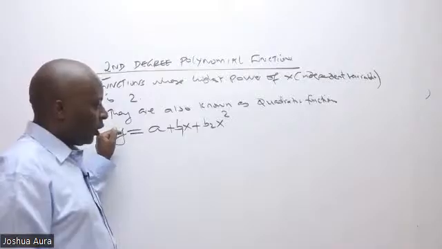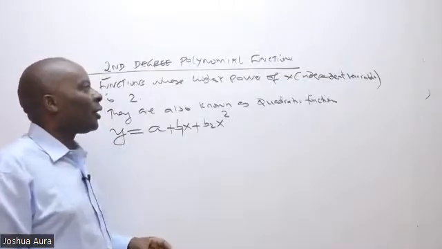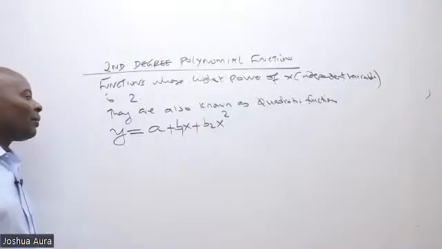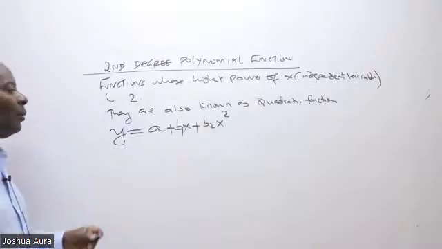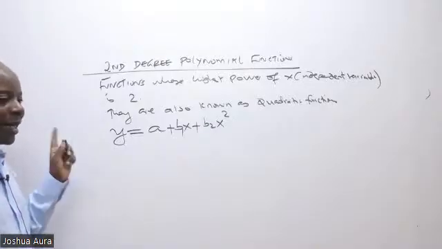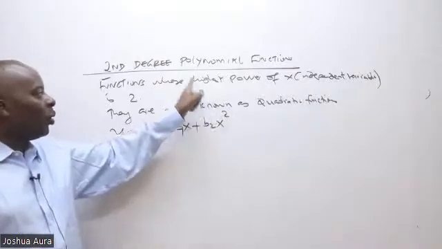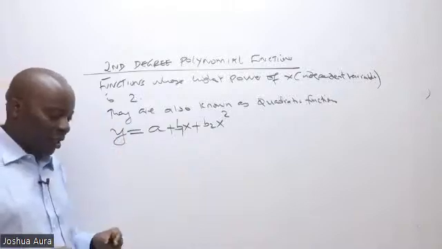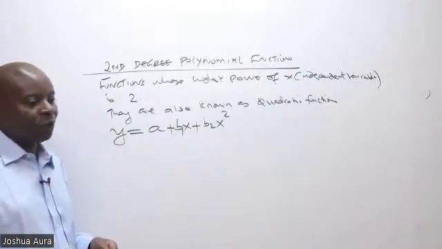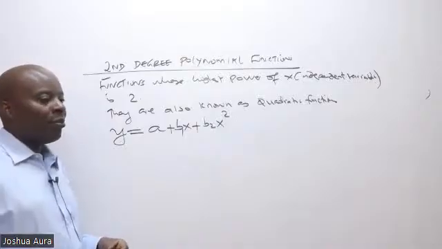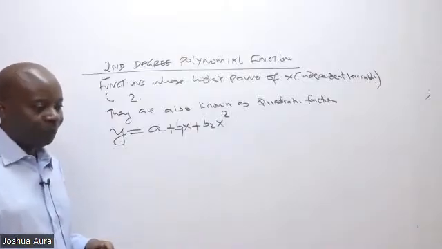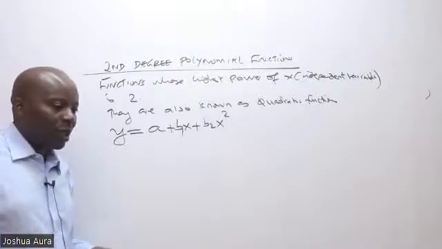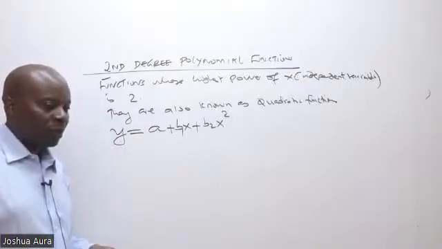All right. So if you're given this kind of a function, ladies and gentlemen, then automatically you should be able to know that this is a second degree polynomial function. Poly means many terms. Poly, many terms. A second degree polynomial function. Great.